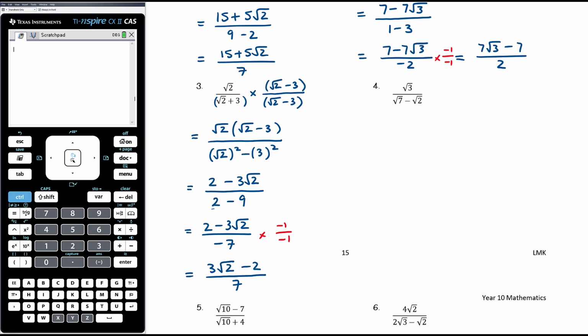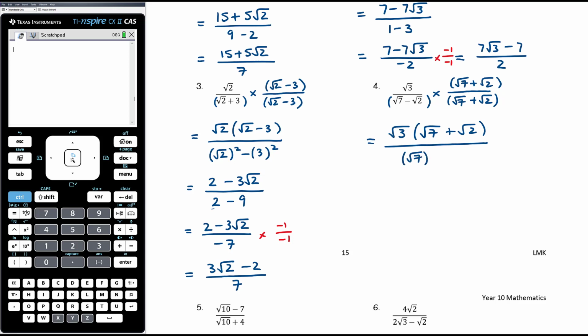Okay, question 4. Our denominator is root 7 minus root 2. Now this conjugate pair works if they're both surds as well. So multiplying by root 7 plus root 2, so same terms but with the opposite sign in between them. So we're going to do the same to the numerator, root 7 plus root 2. Okay, so the numerator is root 3 times root 7 plus root 2. And the denominator, we've created that difference of 2 squares pattern, so it's going to be root 7 squared minus root 2 squared.